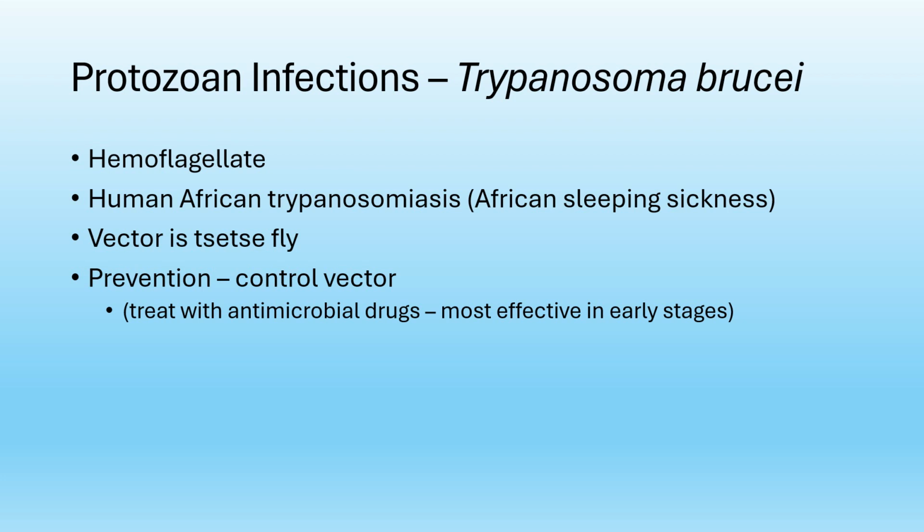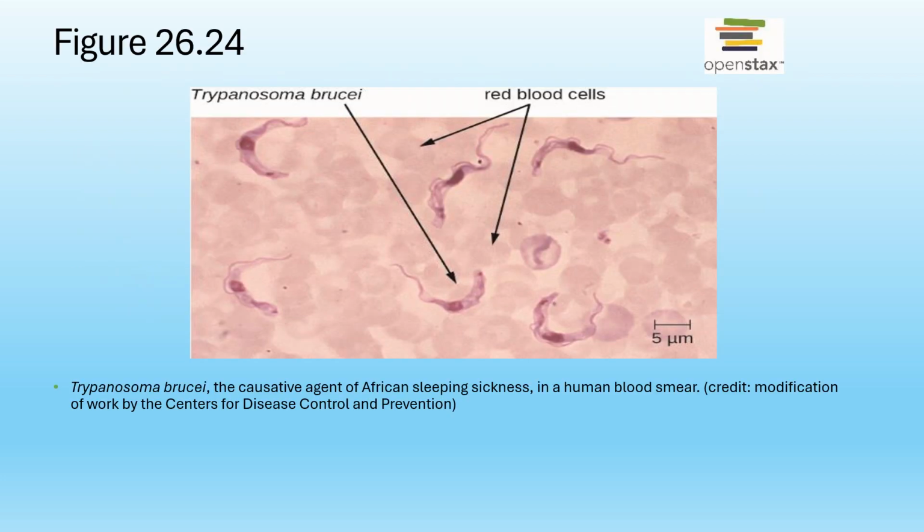Trypanosoma brucei. This is often referred to as African sleeping sickness. This is also a protozoan. It's a hemoflagellate. The vector is a tsetse fly. Prevention: control the vector. Use netting around the bed when you're sleeping at night, etc. If you do contract it, you can treat it with antimicrobial drugs. It's most effective in the very early stages. So once again, early diagnosis is always best. And this is what it looks like in a blood sample.